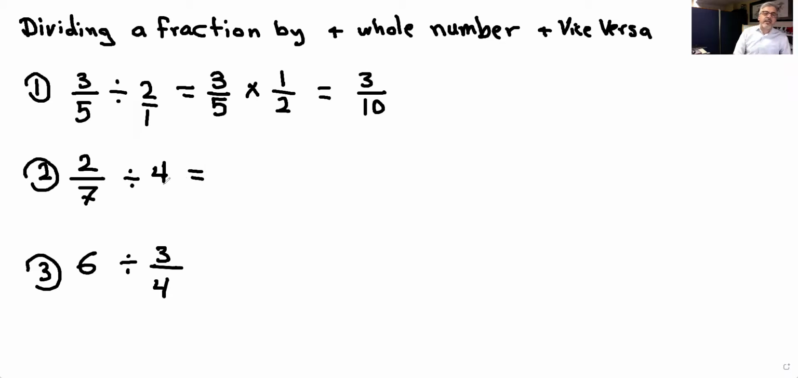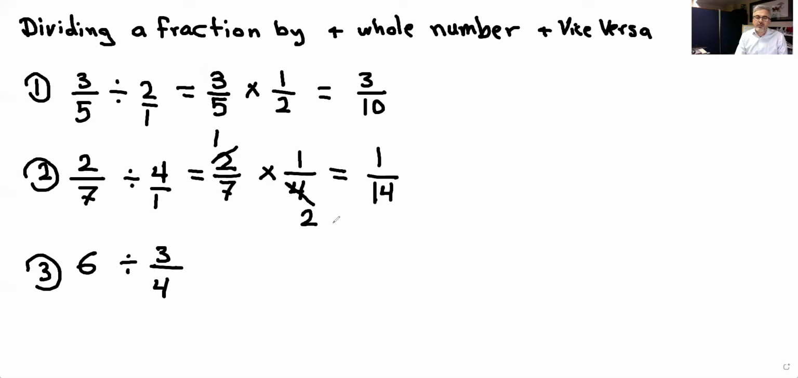How about this question right here? Again, you write 2/7 the same way. The 4 is over 1, so you change it to multiplication, and do the reciprocal of this, which is just flipping the 4/1 and making it 1/4. Now, always when you multiply fractions, look diagonally if you could reduce. So the 2 and 4: 2 goes into itself once, and 2 goes into 4 twice. Now I cannot reduce anymore. Multiply the tops together, you get 1. Multiply the bottoms together, you get 14. That's your final answer.